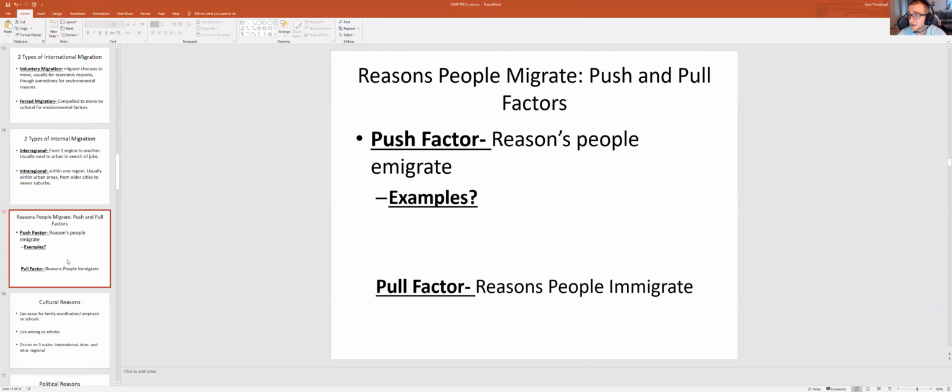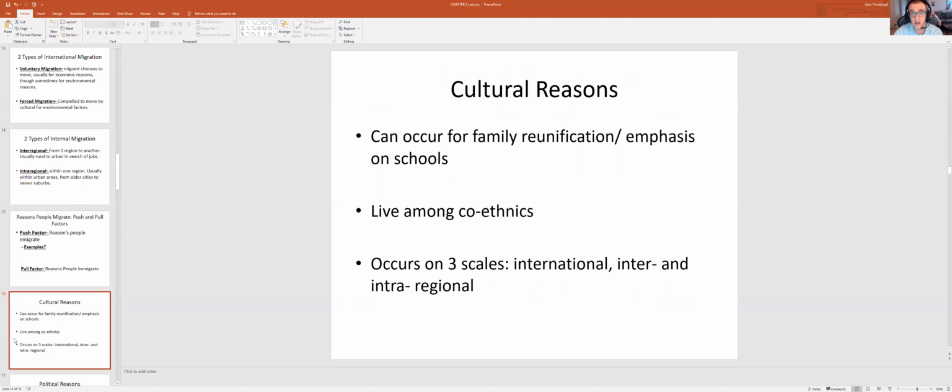Then pull factors are the reasons people immigrate, with an I, right? Immigrate to a country. So associate those two: emigration with push, and pull with immigrate. So why do people immigrate? This is usually the same. They're pretty much similar, right, to some of the reasons people emigrate, with the exception of forced movement. But for voluntary movement, that's really why we see most immigration, with the exception of refugees, and we'll talk about them in a second.